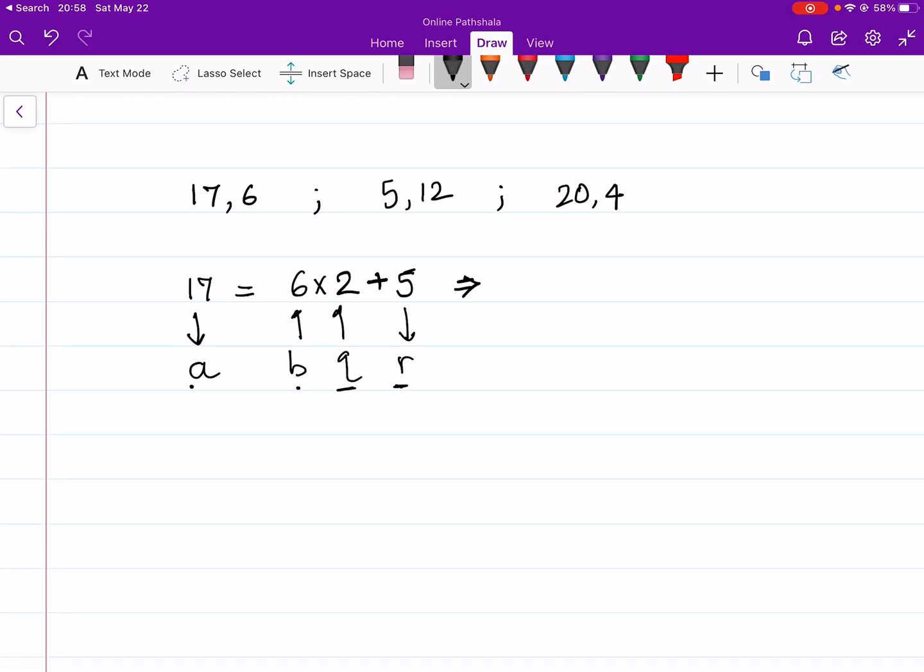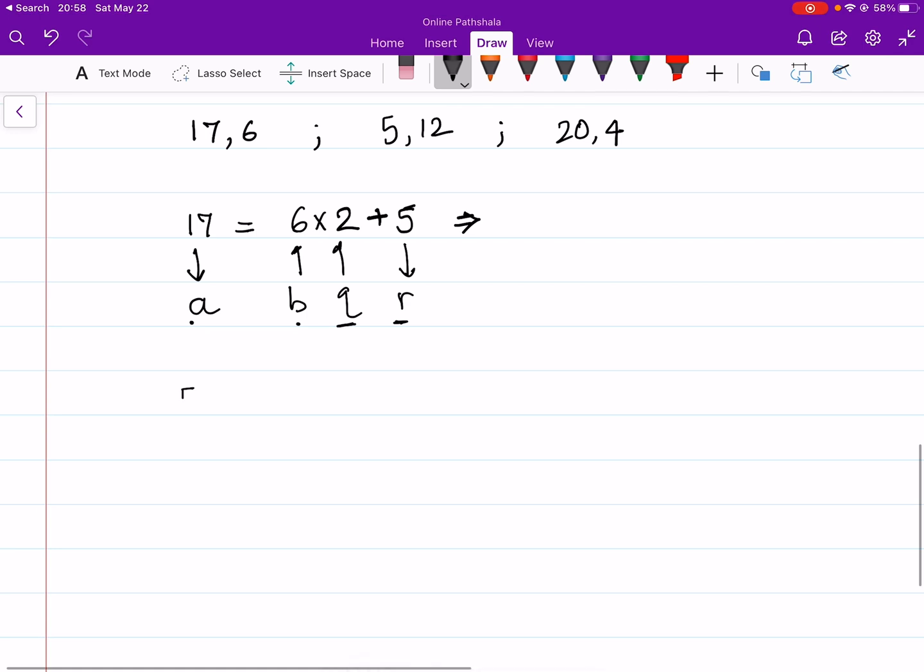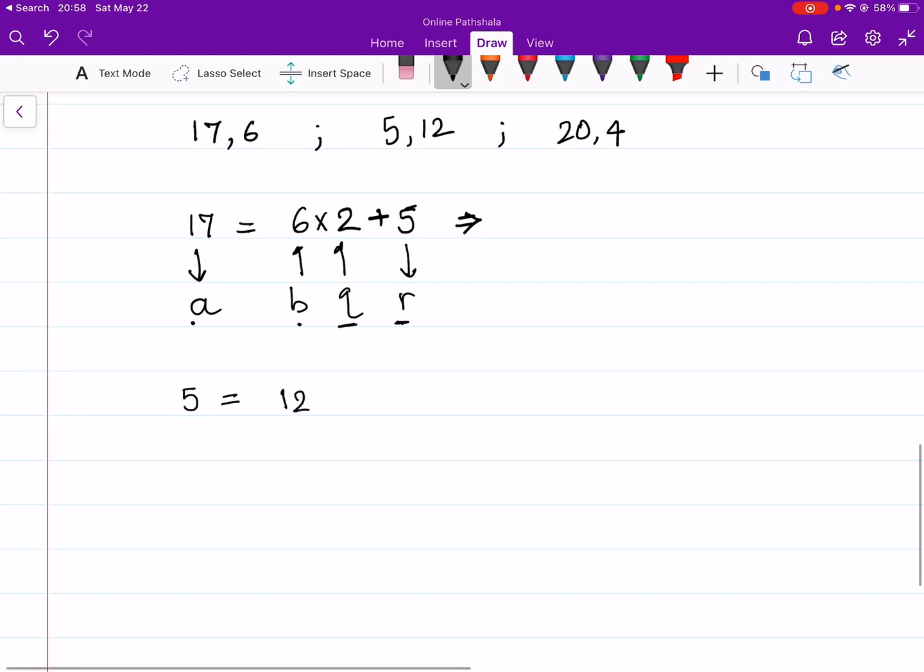Now let's look at the other pair. 5 is equal to 12 times what gives you 5. Now we know that 12 is greater than 5. So the little trick here is you multiply 12 times 0 and then add 5 to it. And this again is the form of a equals bq plus r. So this is your a, this is your b, this is q or the quotient, and this is r as the remainder. So this is what we get.